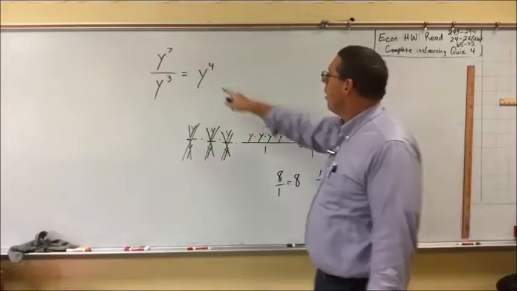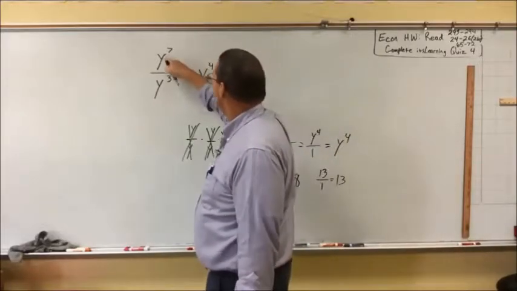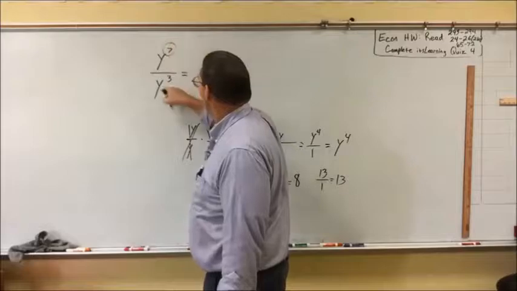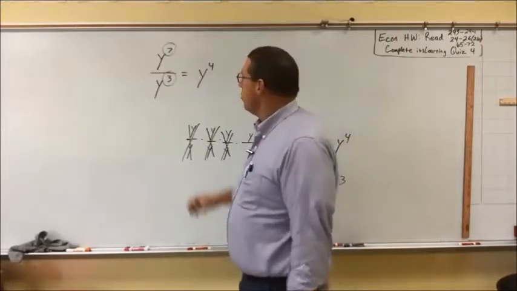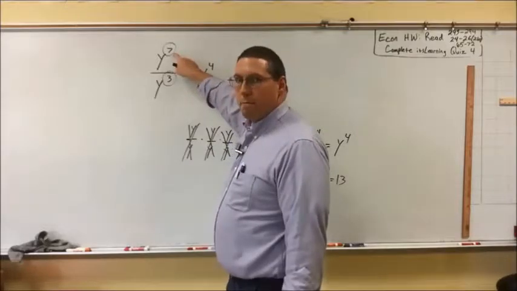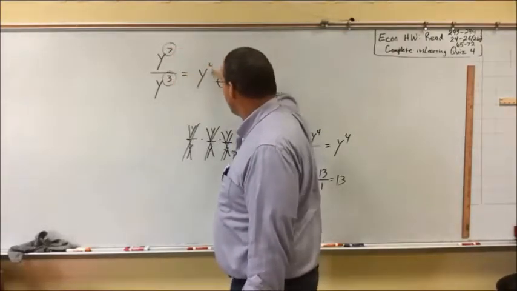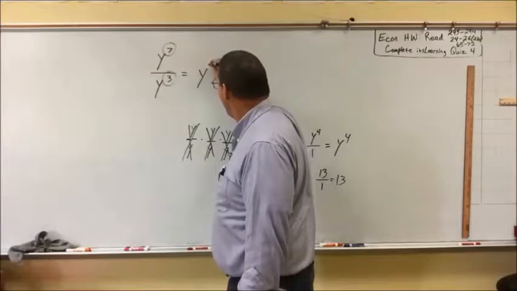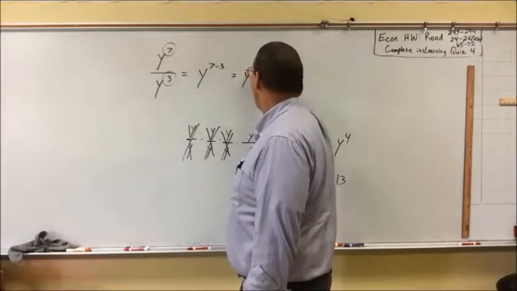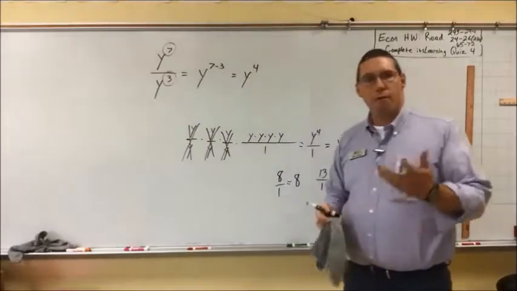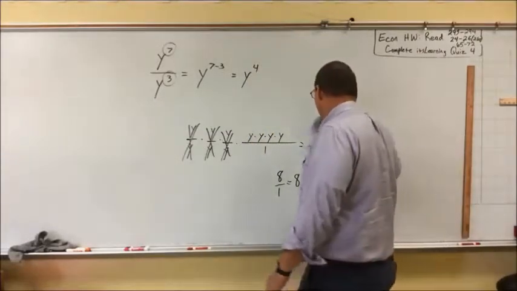Well, how can we get y to the 4th power? What can our rule be? If we have y to the 7th power over y to the 3rd power, the way that you do that is you do the top exponent minus the bottom exponent. So what this is really going to be is y to the power of 7 minus 3. And so that gives you y to the 4th power. So that's our third rule of exponents.